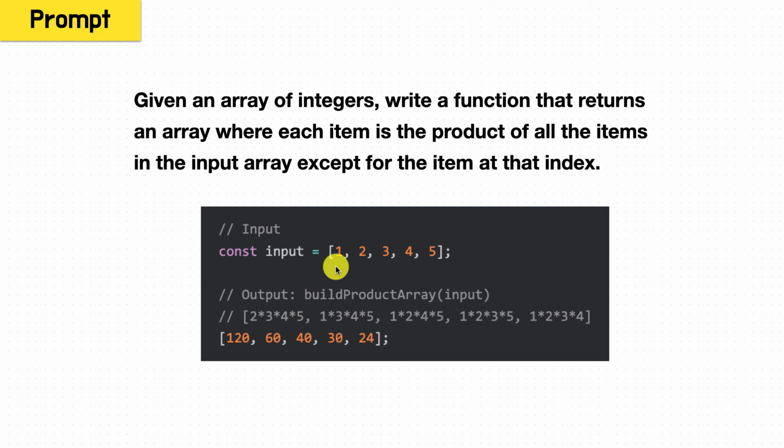So for the input 1 through 5, at index 0, the answer is 120. You skip 1 and multiply 2 times 3 times 4 times 5. At index 1, it's 1, skip 2, 3 times 4 times 5. At index 2, it's 1 times 2, skip 3, 4 times 5. And it's just this same logic for every item in the array.